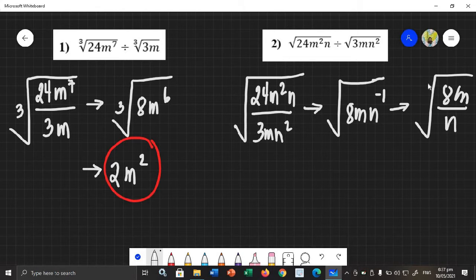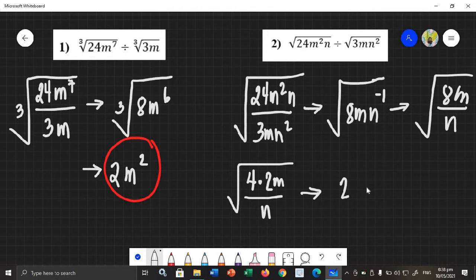Does 8 have a square root? I believe not, because 8 is not a perfect square. But does 8 have a factor that is a perfect square? Yes, and that is 4. So we need to factor 8 and it will become 4 times 2. m cannot be simplified, so we put it beside 2, which is not a perfect square, over n. n also cannot be simplified. So simplifying this, we have square root of 4, that is 2, and then we have square root of 2m over n. So this is now our answer.